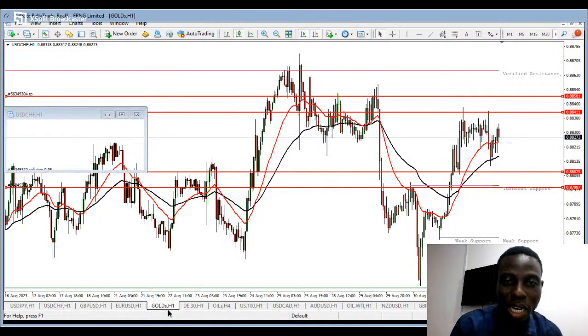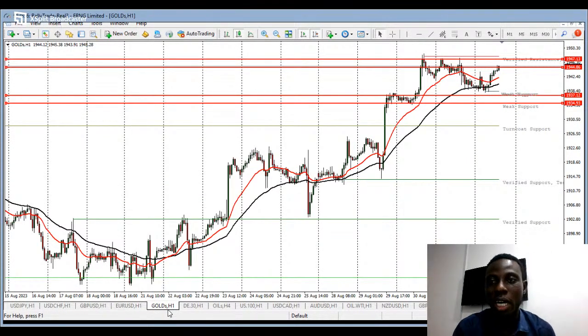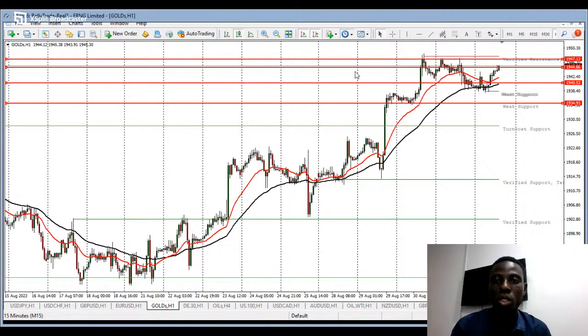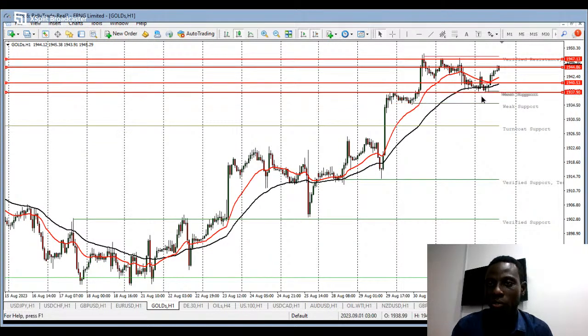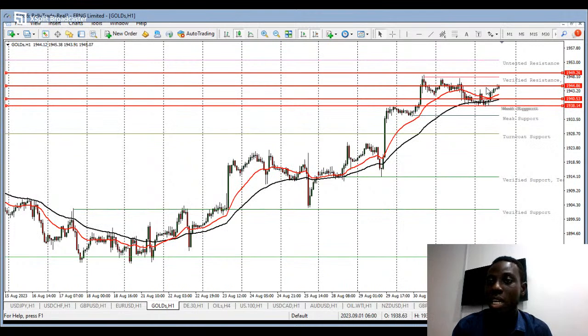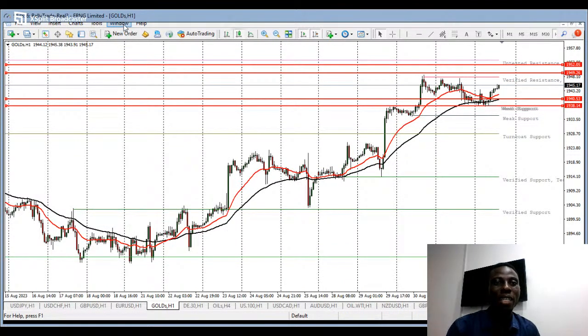Now let's quickly look at gold. Gold has been going up. I love gold, in anticipation. I need to be very careful with gold. If I set a pending order, let me set it above this resistance. I'm very sure: gold buy stop.